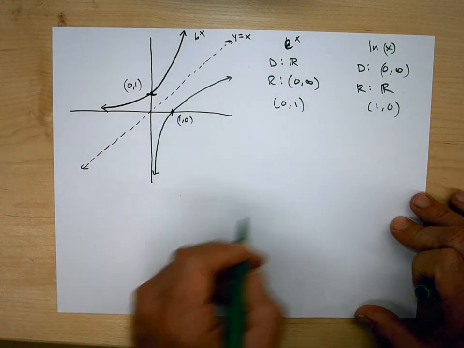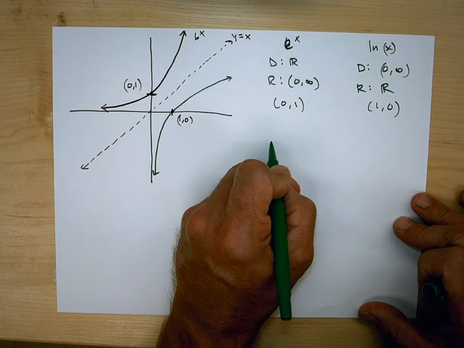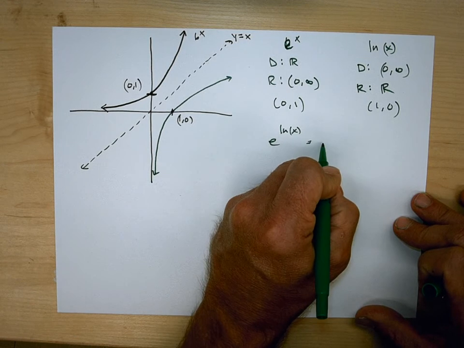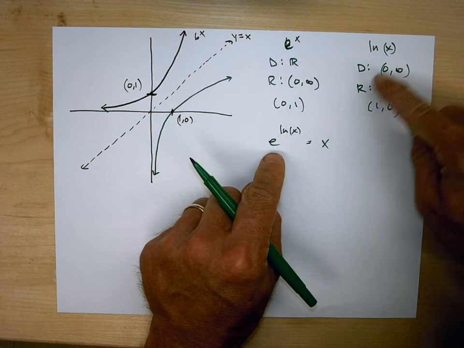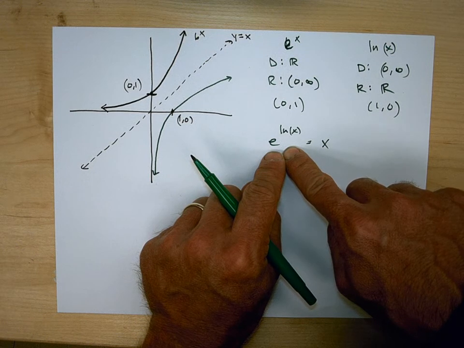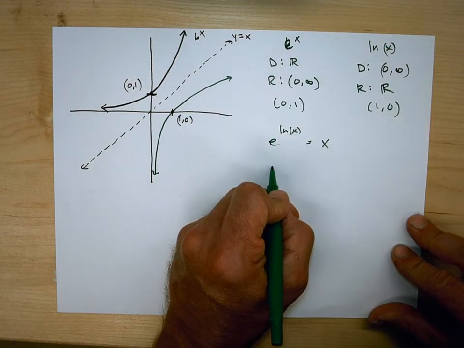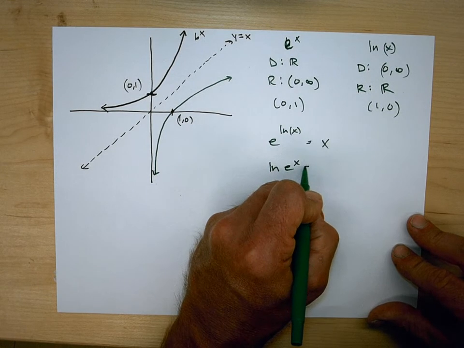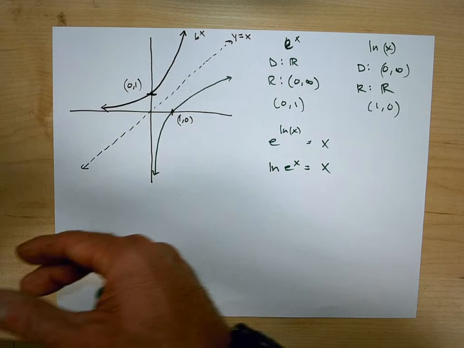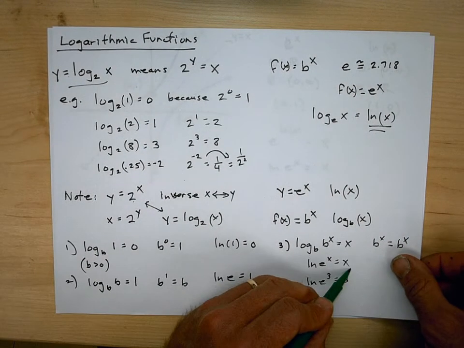The other thing I want to talk about in terms of e to the x and natural log is, since they are inverses, we know that e to the natural log of x equals x, because that's just putting in natural log in here for x. Since they're inverses, if you put one function into the other, you get back x. Likewise, if I took natural log of e to the x, I would get x. And we actually already talked about that on the previous page.